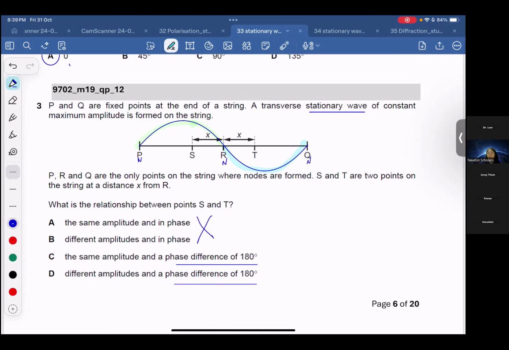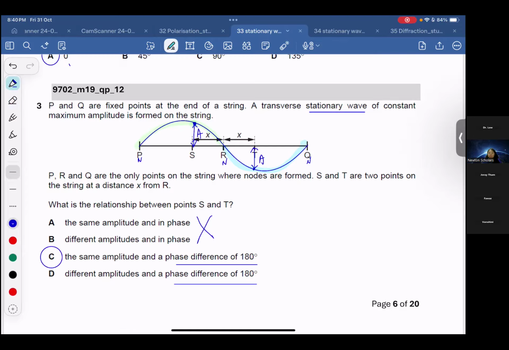So are they same amplitude at the moment? Are they same amplitude? Can you see that? They are same distance from here. They are same distance from here. So are they having the same amplitude? What do you think? Same amplitude or not? Answer C. Yes, they are the same.